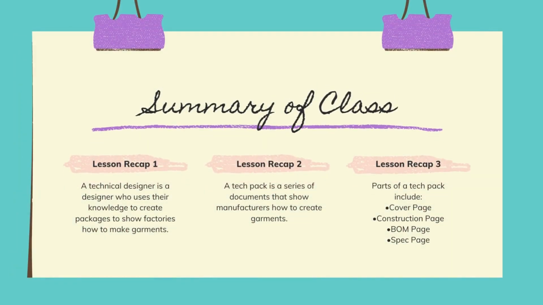So now you have all of the information needed to create a tech pack. We've learned about each of the 4 major parts of a tech pack: the cover page, construction page, BOM, and spec. We've learned that these manuals are created by technical designers, and we've learned that they are used as a means to convey design information to the manufacturer.